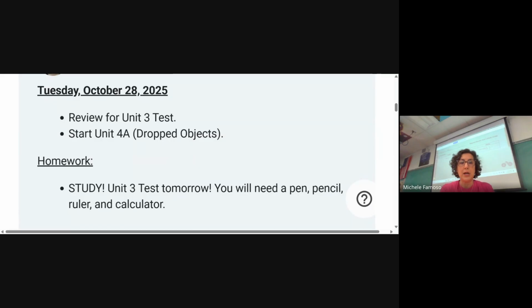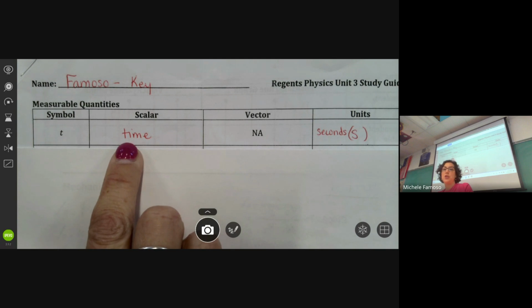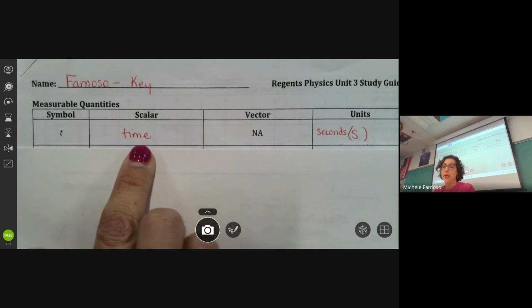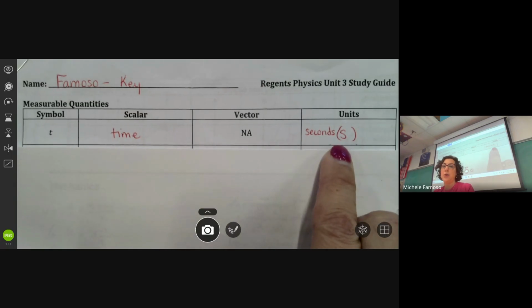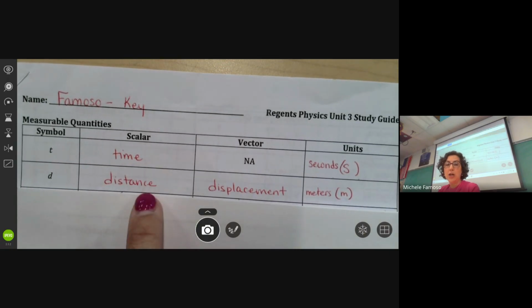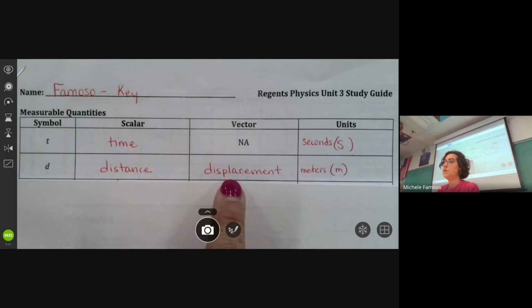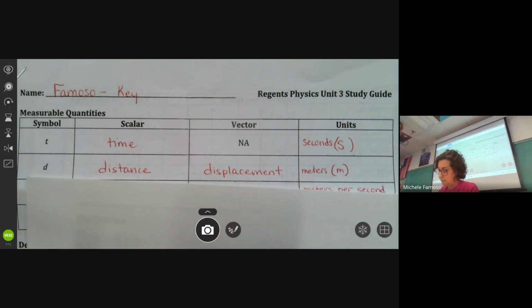Starting on page 29. The variable t, you should know, stands for the term time, which is a scalar quantity, and it is always measured in the unit seconds, which we abbreviate with a lowercase s, not SEC, as some of you have been writing in your problems. It's an s by itself. The letter d, if it's a scalar, refers to distance. If it's a vector, it refers to the term displacement, measured in meters, which we abbreviate with a lowercase m.